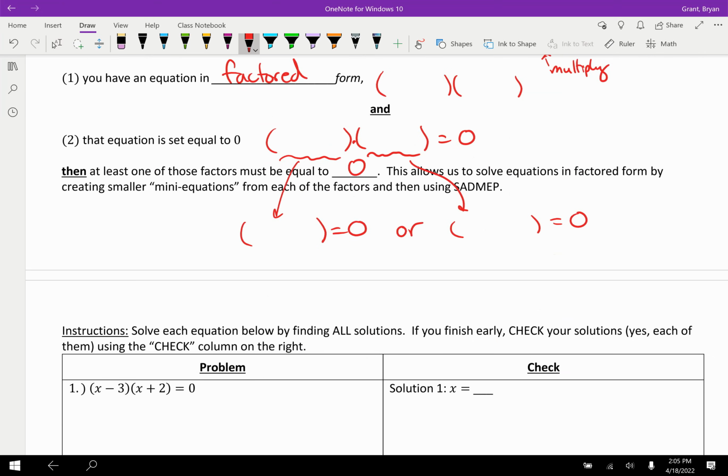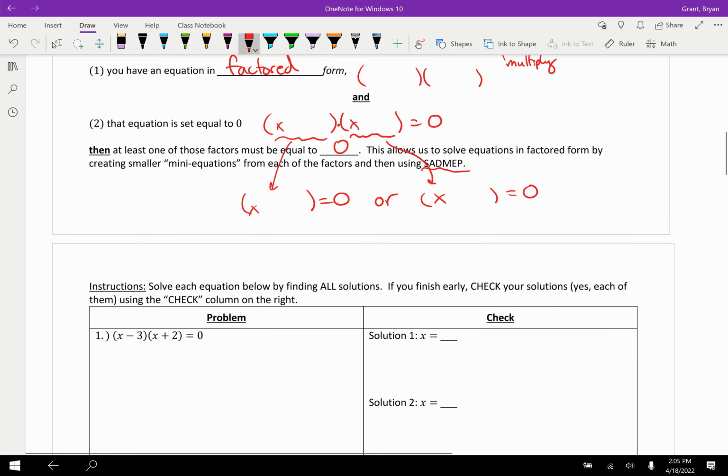Once we do that, because each of these factors are going to have x in them, now we have two smaller equations, but we've managed to split the x's up. Now there's only going to be one appearance or one instance of x in each mini equation. And so we can get back to SADMAP and actually solve those equations.